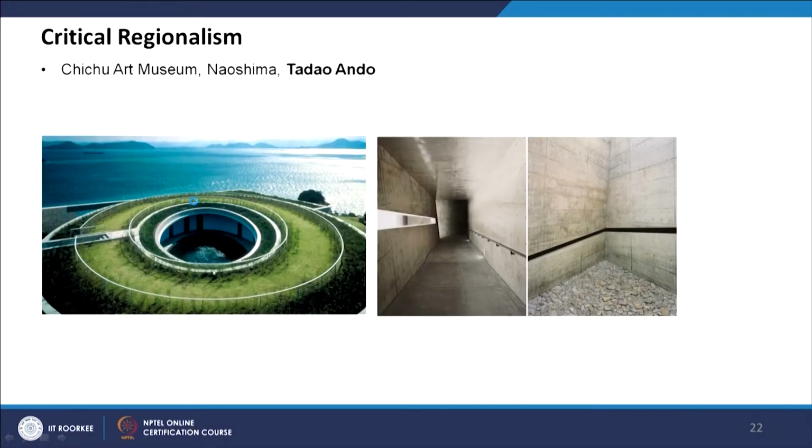Now again, this is an art museum by Tadao Ando. So all these lines, and this particular water has a connection with the water on the outside of this site, and this roof garden is helping the design to blend with the natural surroundings. Now all these natural elements are also within the design, but Tadao Ando's style of rectilinear pure design and geometry is also followed.